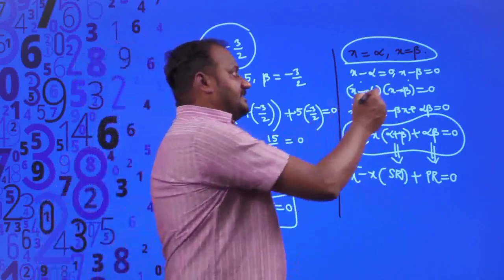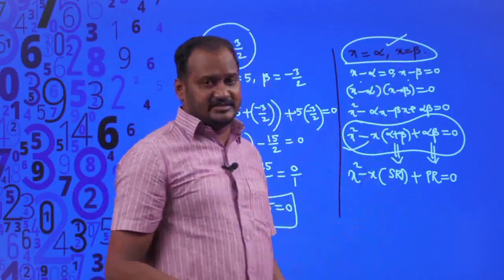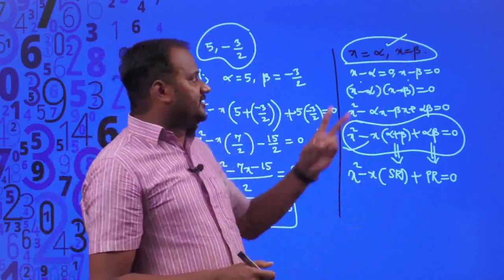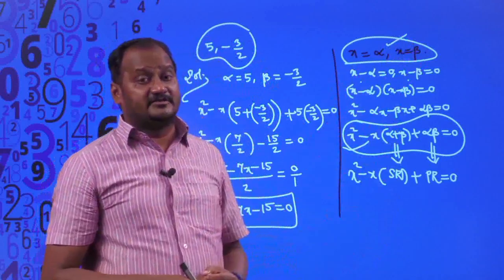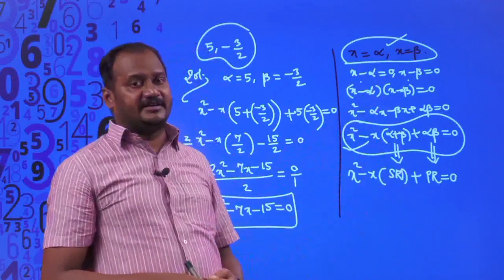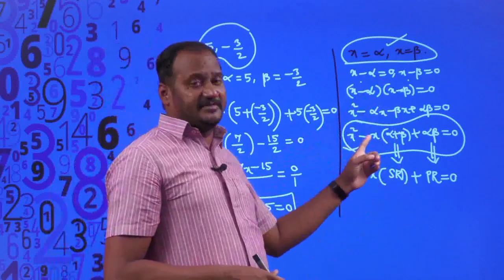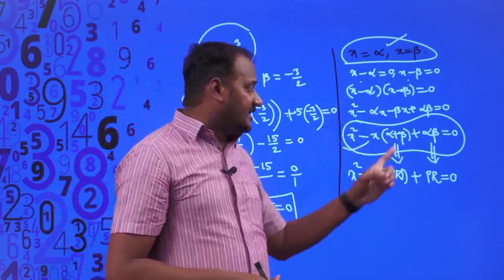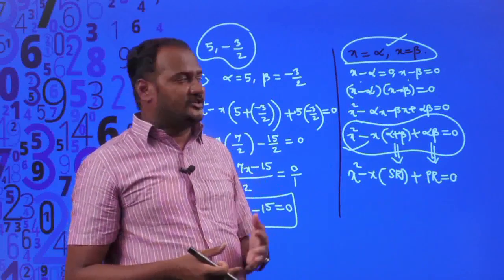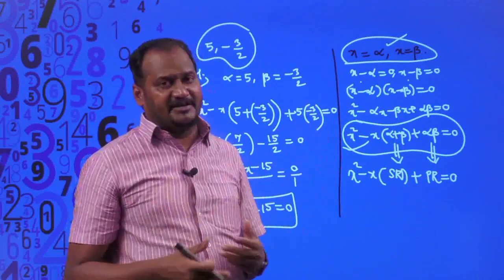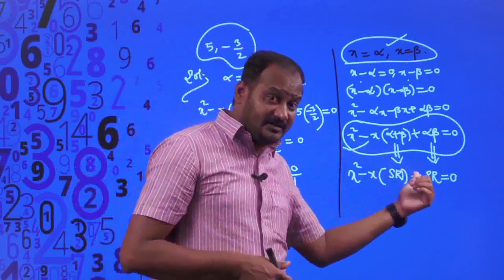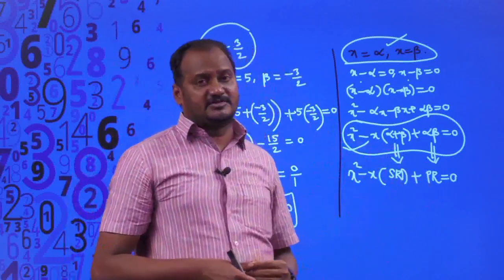Let us suppose x is equal to alpha and x is equal to beta. x means the value of the variable. So if two roots are given, this is the way of finding the quadratic equation. Finally, we got it as x square minus x into (alpha plus beta) plus alpha into beta is equal to 0. To remember it easily without saying alpha, beta or a and b or p and q: x square minus x into sum of the roots plus product of the roots is equal to 0.